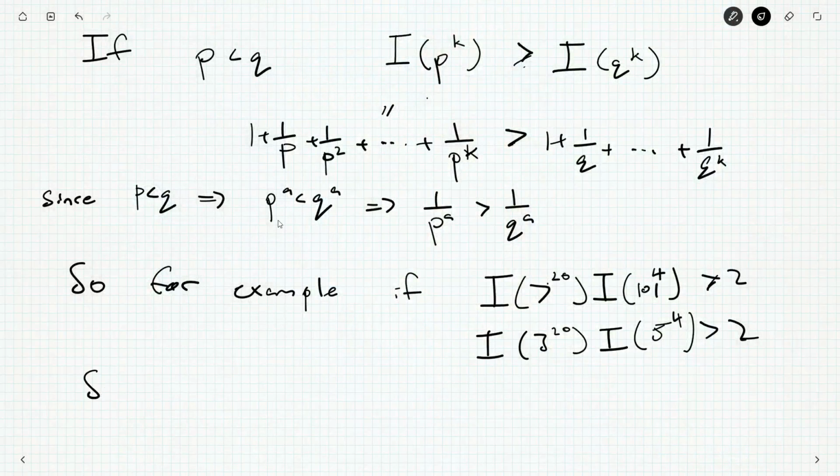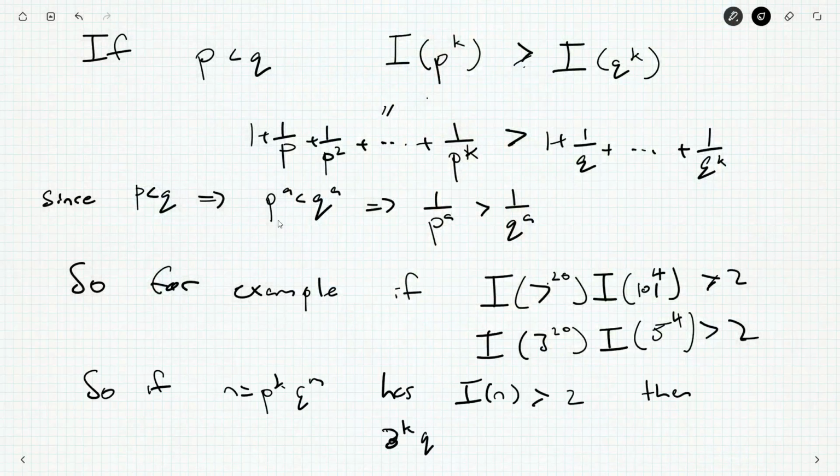So if n equals p to the k, q to the m has I of n greater than 2, then 3 to the k, 5 to the m also works. So let's just see when does 3 to the k, 5 to the m work, if ever. So I of 3 to the k, I of 5 to the m. This time I'm going to use the closed form.